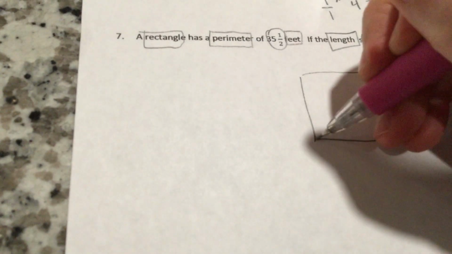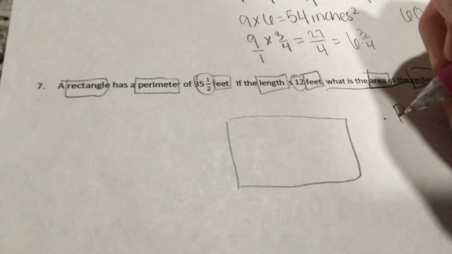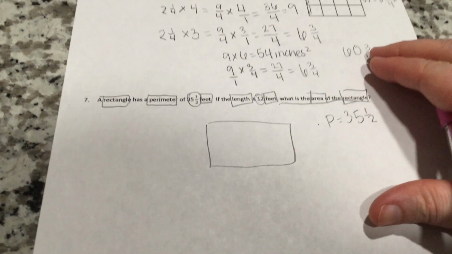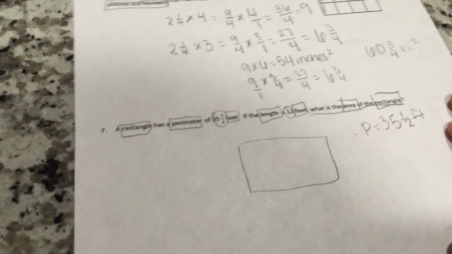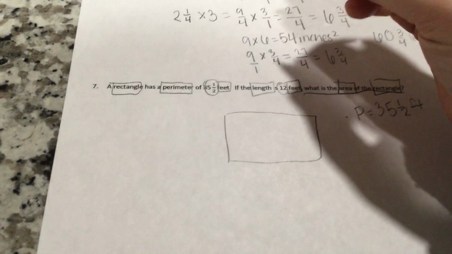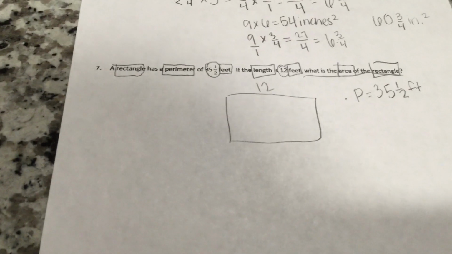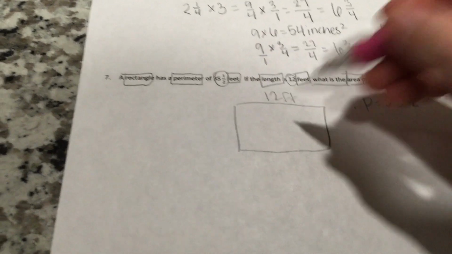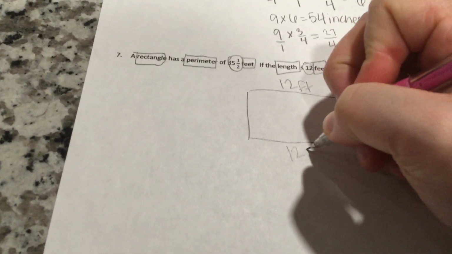I know that my total perimeter, P equals 35.5 feet, and that the length is 12 feet. Okay, how am I going to figure that out? Well, I know a rectangle has two sets of equal sides, so 12 feet over here.